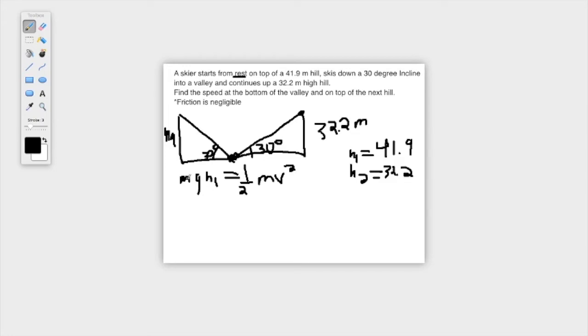So we see that both of these have a mass, so we can divide mass and those would cancel. So we'd get gh1 equals 1/2 v squared. So then we can multiply 2 by both sides. And then take the square root. We get v equals square root of 2gh.